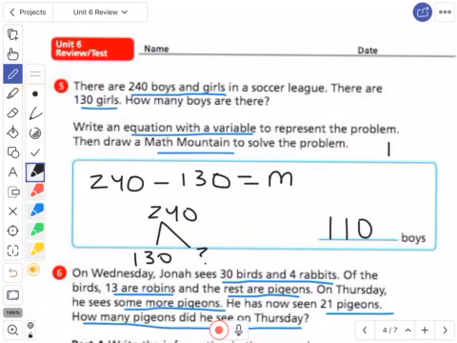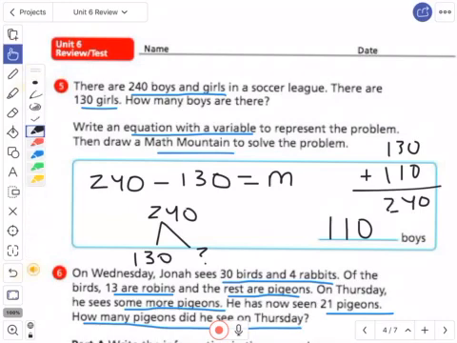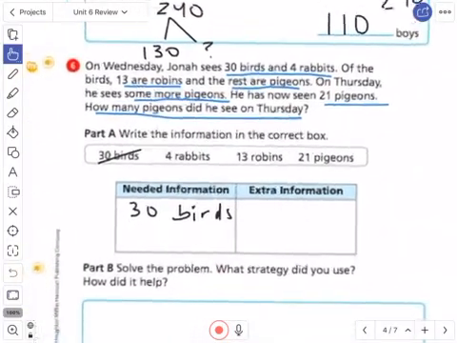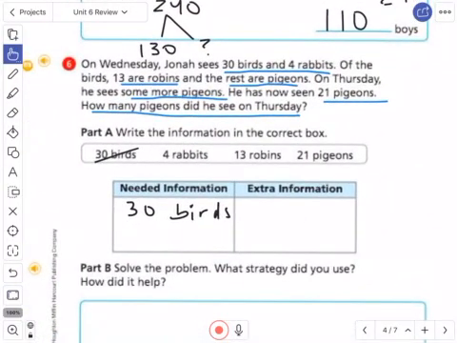And I could even just double check it. I'm going to double check it with addition. So 130 plus 110. 0 plus 0 is 0, 3 plus 1 is 4, and 1 plus 1 is 2. 240 boys, yep, that all works. So 110 boys. Okay, this one I needed to figure out, how much information did I not need on this one? Or what information did I need?